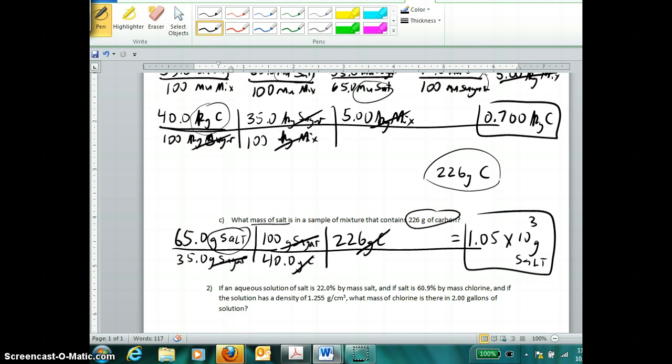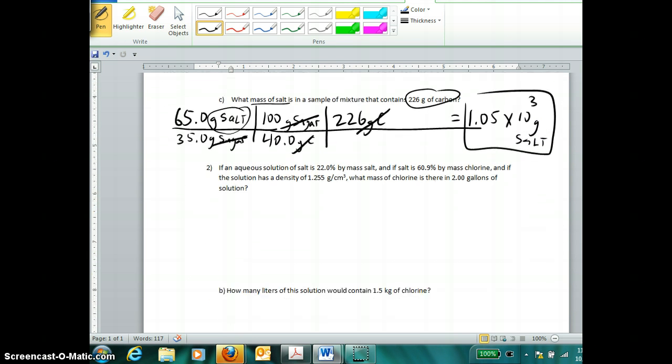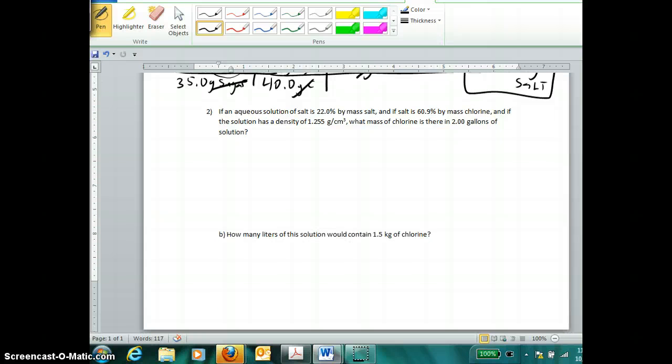Now, let's check out the second problem then. Because if we follow the same procedure, we should have the same final result, a correct answer. This reads an aqueous solution, so aqueous means water as a solvent, of salt. So we have salt and water. The solution is the whole. Salt's one part, water's the other part, solution is the whole. Is 22% by mass salt.